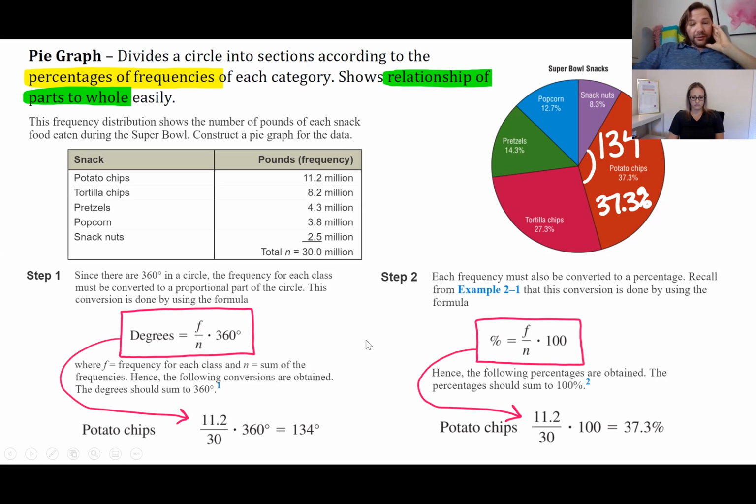Okay. Another way to look at this is you can calculate the percentage. Well, the percentage is just f divided by n times 100. So again, we take 11.2 divided by 30, and we multiply by 100, and that gives you 37.3% potato chips. Sound good? Yeah, so you would have to do those two steps for every category. Right. And then that would give you your full pie chart. Cool.